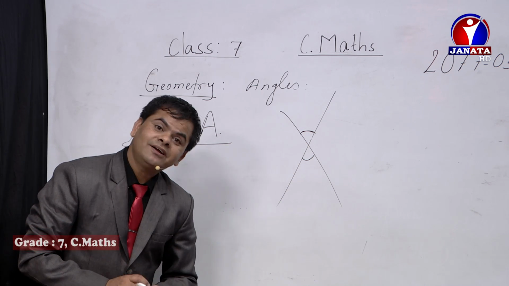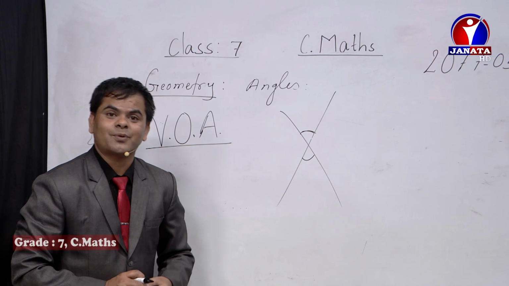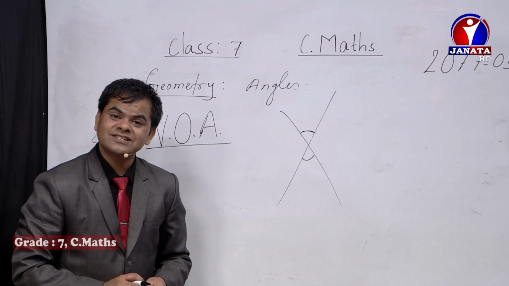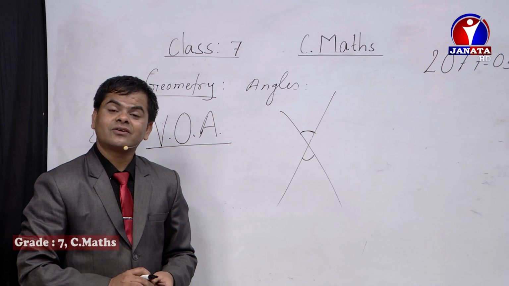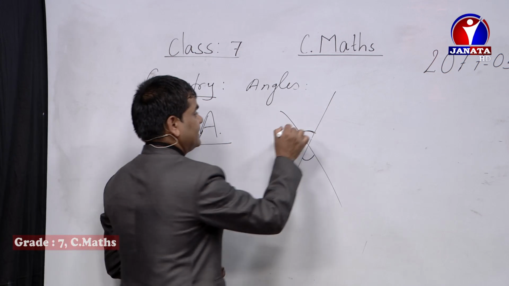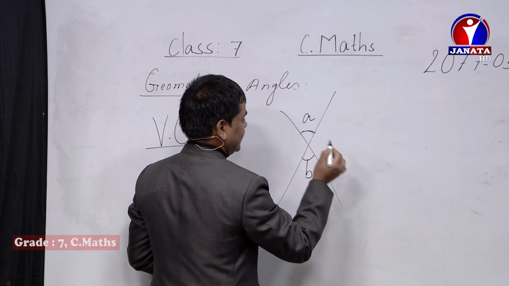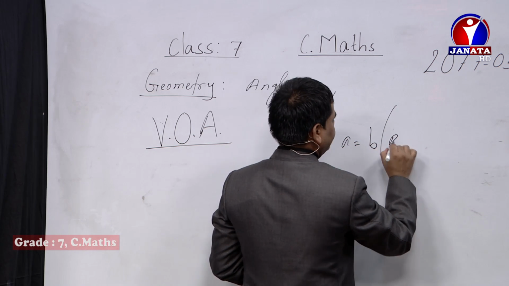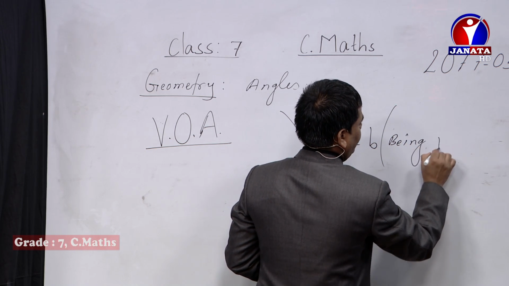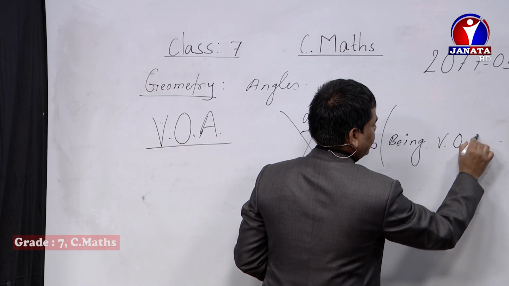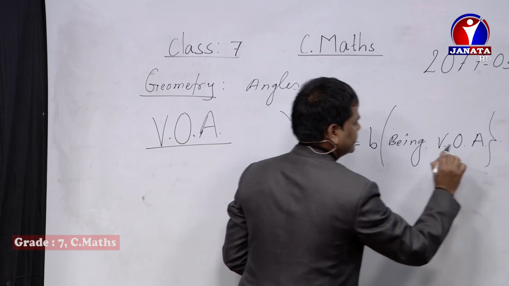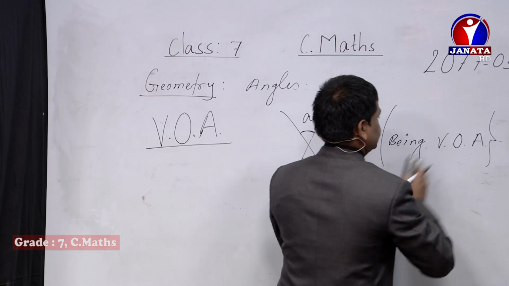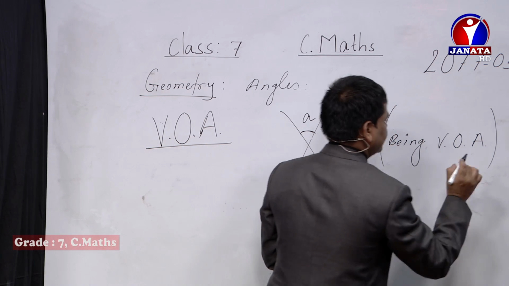And vertically opposite angles, if you see the property or the relation, are equal to each other, just like corresponding angles or alternate angles. So if it is A, if it is B, then A equals B. What do you write in the reason? Being vertically opposite angles. In short form, you can also write it this way. Every teacher can understand. And if I keep a small bracket on this side, you can keep a small bracket.